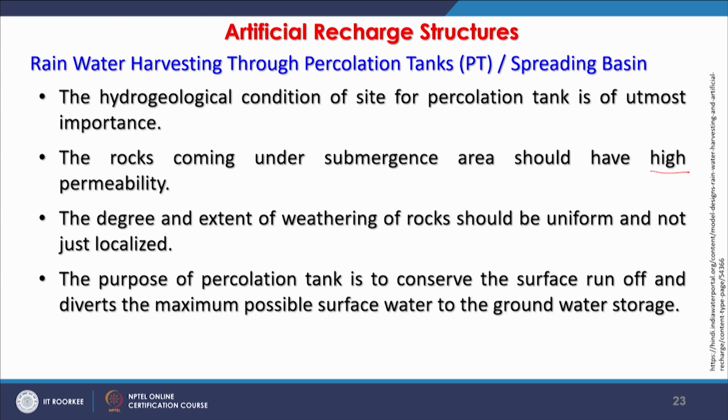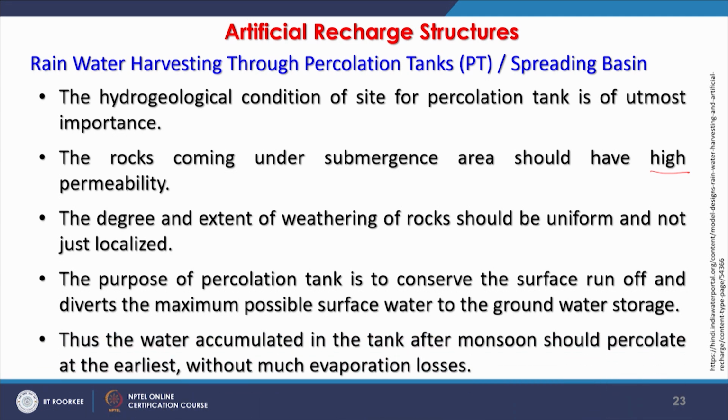Now, the ultimate purpose of the percolation tank is to capture the surface runoff and divert the maximum possible surface water to groundwater. So the effort should be in a manner that there are fewer losses in the form of evaporation, and as I was mentioning earlier, if large percolation tanks are constructed, then the top part can also be used to reduce evaporation from the water surface by having floating solar panels.